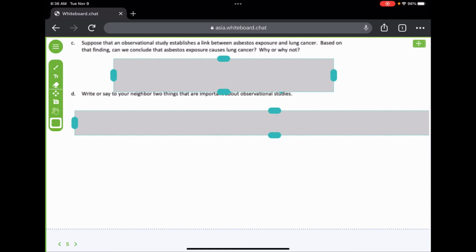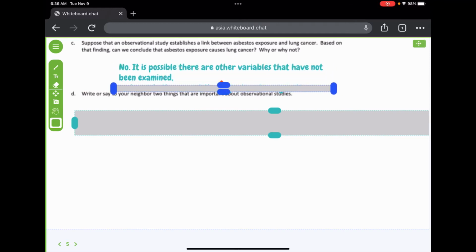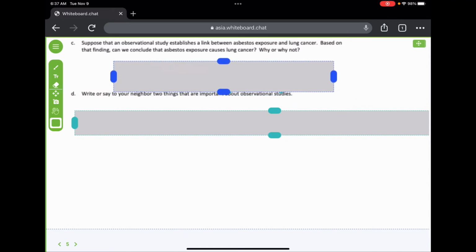Based on that finding, can we conclude that asbestos exposure causes lung cancer? No, we cannot. It is impossible. It is possible there are other variables that have not been examined, okay? Such as whether or not the subject smokes cigarettes, okay? So, just because we see a link doesn't mean a cause and effect scenario. Because of the asbestos exposure, they now have lung cancer. Well, maybe not. Maybe they're a smoker.